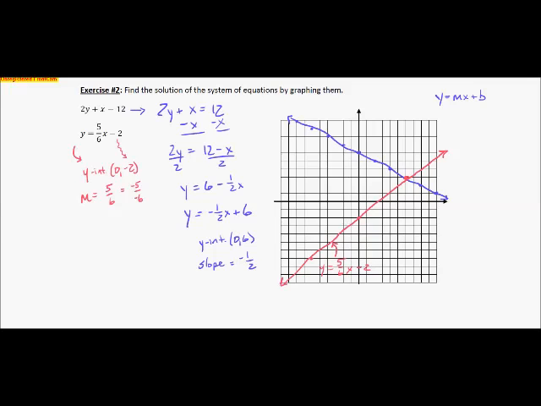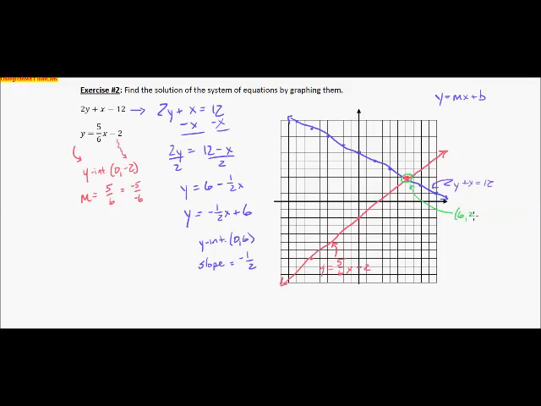Alright, and I forgot to label this one, so I'm going to do that right now. This is 2y plus x equals 12. Okay, and I can see that they intersect at that point right there, which is, what is that point? 1, 2, 3, 4, 5, 6, over 6, and up 3.